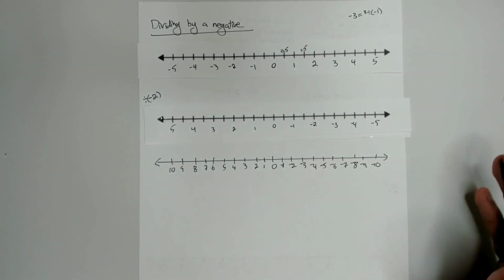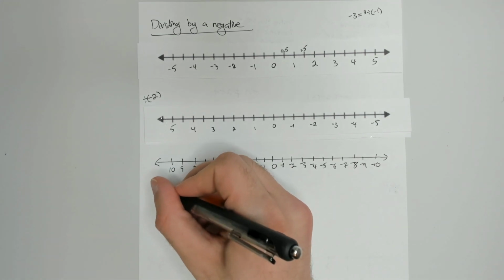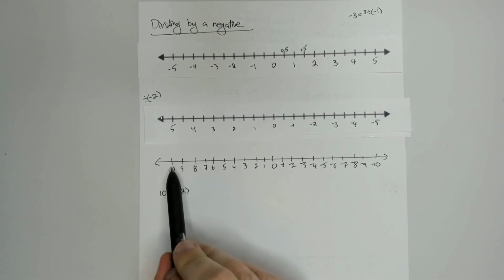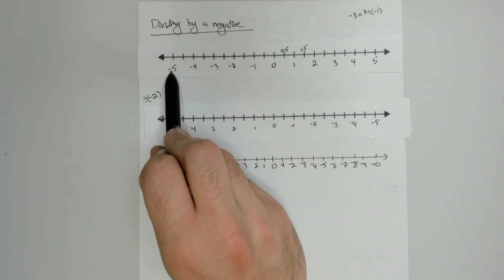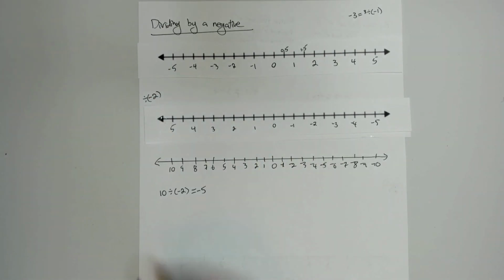All right, so now let's look at some examples and see if we can get the bigger picture. So let's do 10 divided by -2. So 10's right here. Dividing by -2 will take us all the way over to -5, right? Because it lines up with -5. So that means 10 divided by -2 equals -5.